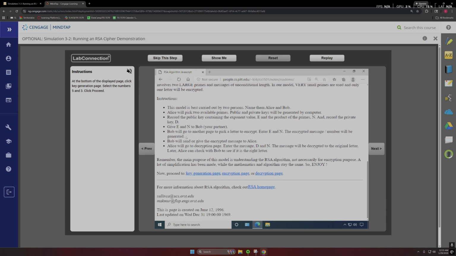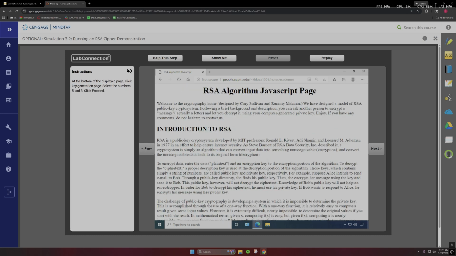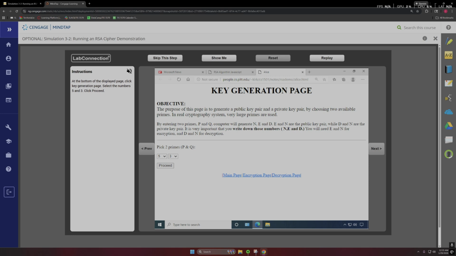So enjoy. Okay. Now we're gonna proceed to the key generation page. The purpose of this page is to generate a public key pair and private key pair by choosing two available primes. In the real cryptography system, very large primes are used. By entering two primes P and Q, the computer will generate N, E, and D.